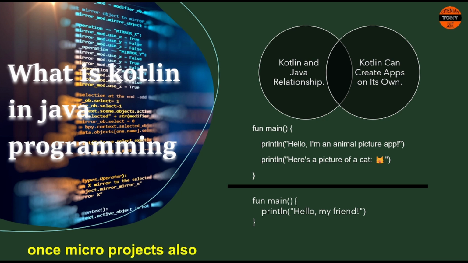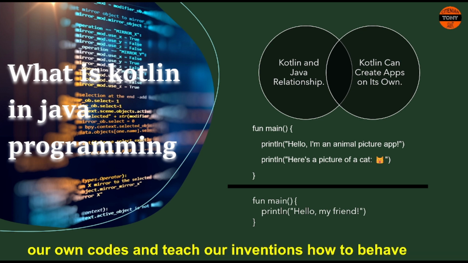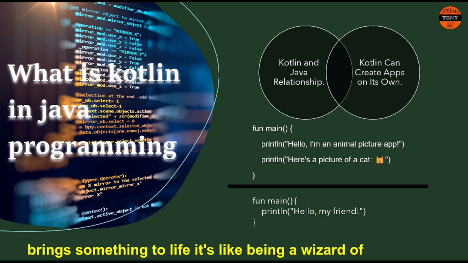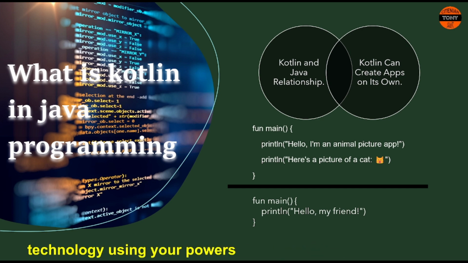Micro projects also help us learn about things like coding and programming. These are like secret languages that we can use to tell computers what to do. When we make a micro project, we get to write our own code and teach our inventions how to behave. Think of a micro project as your very own special magic spell that brings something to life. It's like being a wizard of technology, using your powers to make the world a little bit better.